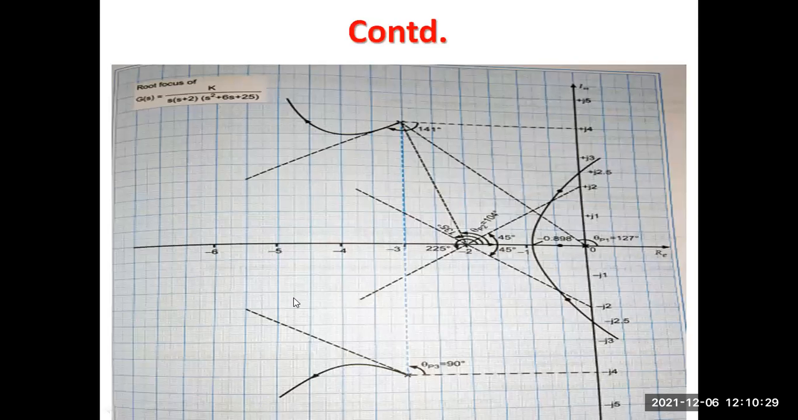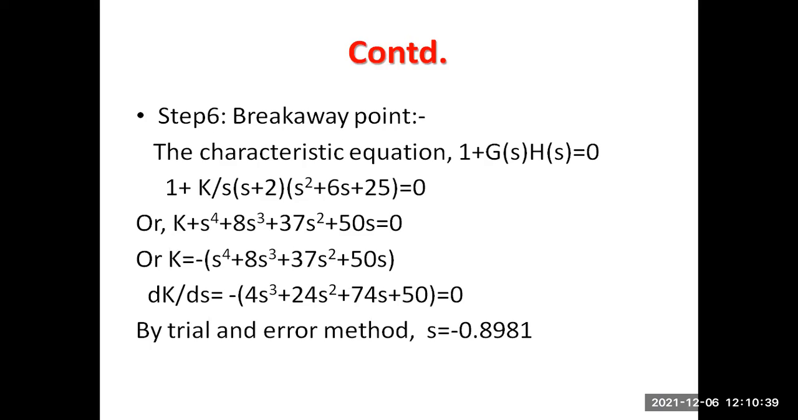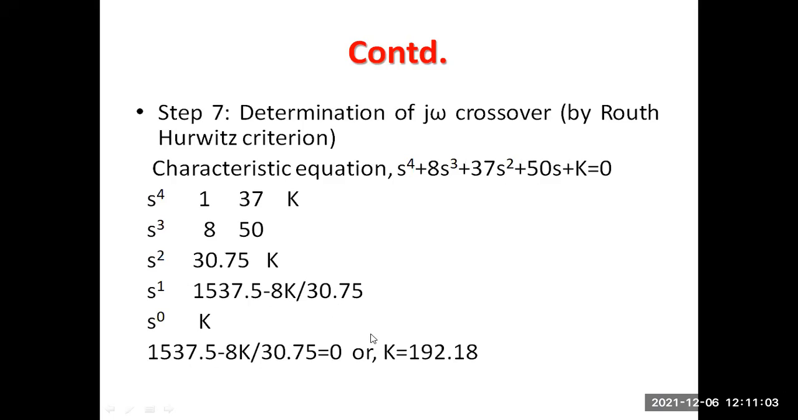Now you need to calculate the breakaway point. Quickly calculate the breakaway point. How much is it? This is a little bit of a trial and error method. Let us say this value is minus 0.8981. The same process you will follow: 1 plus G(s)H(s) equal to 0, then you calculate the value of K, and from there you calculate dK/ds equal to 0. From there you need to calculate the value of S.